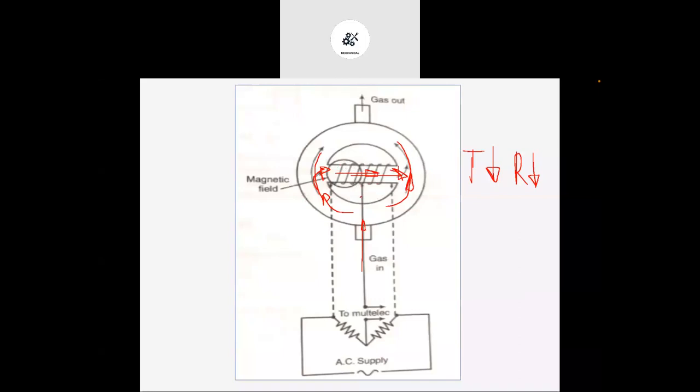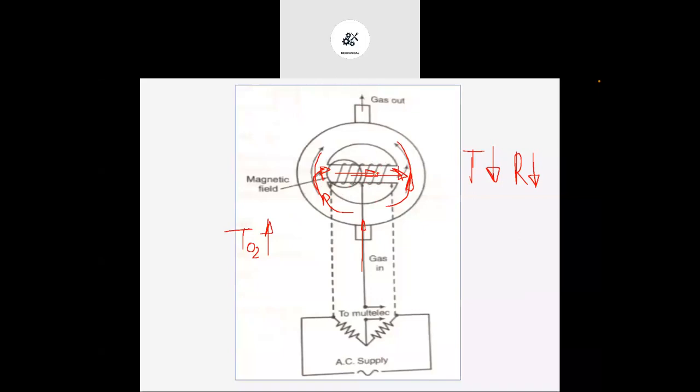As it passes through this middle section, it will absorb the heat generated by this winding, and because of the addition of the heat, its temperature will increase. The temperature of the oxygen gas will increase, and that will cause a change in the property of the oxygen gas. It will become paramagnetic, and the magnetic field will repel that oxygen, and the oxygen will travel through this outlet.